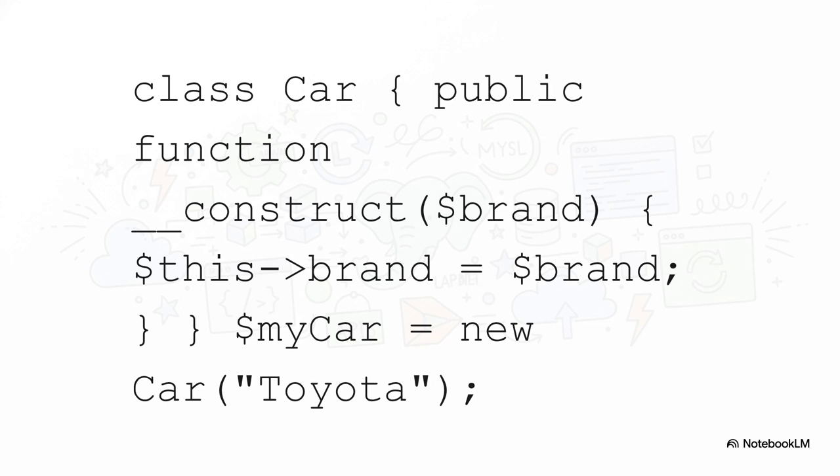And here's what that looks like. See how when we create our new car object, we're passing the word Toyota right into it? That value goes straight to the constructor, which then immediately assigns it to the car's brand property. So, boom, the object is born and it already knows it's a Toyota.